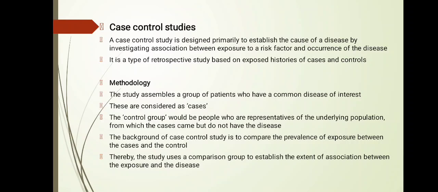The control group involves people who are representative of the underlying population from which the cases come but do not have the disease. The purpose of the case control study is to compare the prevalence of exposures between the cases and the controls. Thereby, the study uses a comparison group to establish the extent of association between the exposures and the disease.